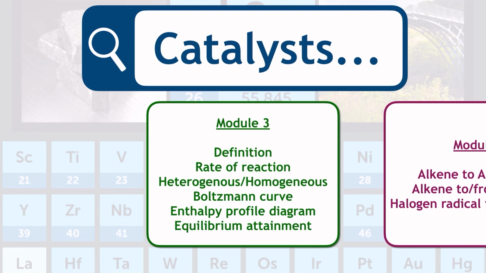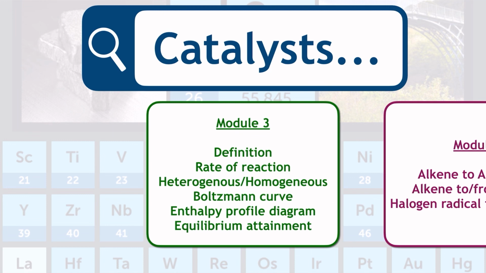So then we've got the Boltzmann curve. Now this is sometimes called the Maxwell-Boltzmann distribution curve, but the Boltzmann curve effectively has the catalyst indicated on here because it's going to have a shift to the left of that activation energy. So the area under the curve above the new activation energy is greater, meaning that more molecules have energy greater than or equal to the activation energy than before it was implemented.